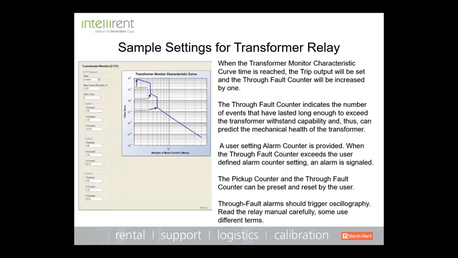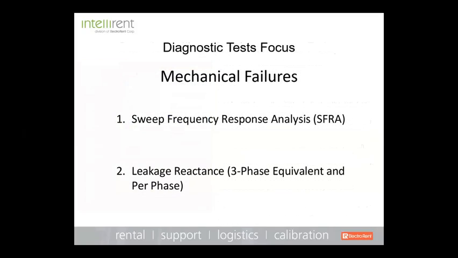And basically, let's say you're swapping out one relay for another. Well, you'll want to preload the data from the older relay, if you have data, to continuously count the number of through faults that have occurred on that system. So this is just an example of what you see in terms of setting a through fault monitor in a protective relay.